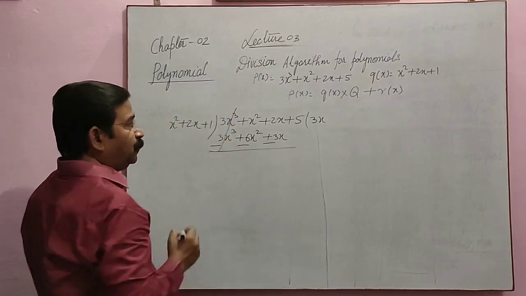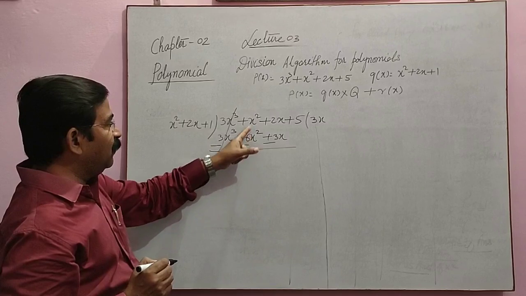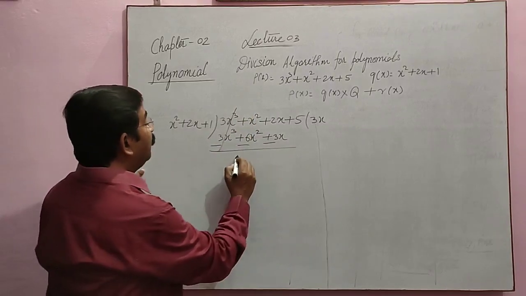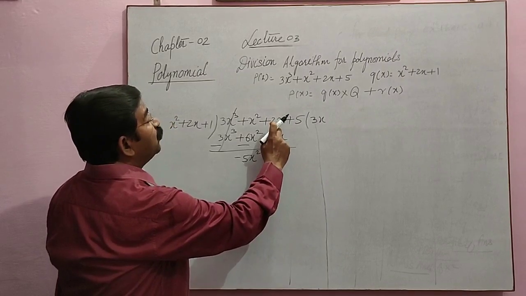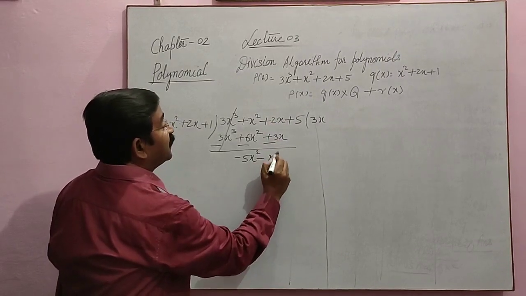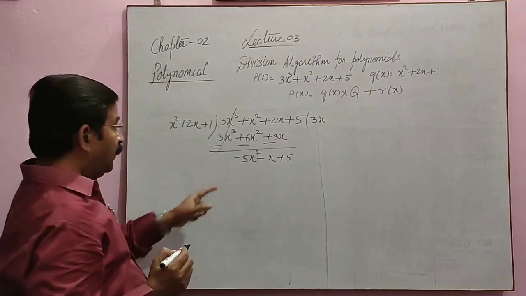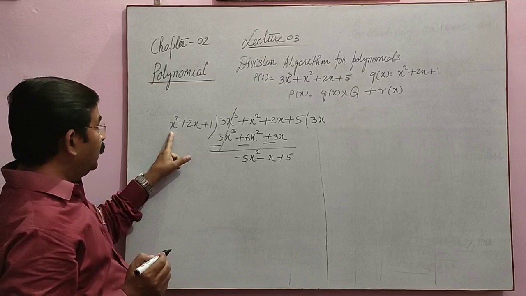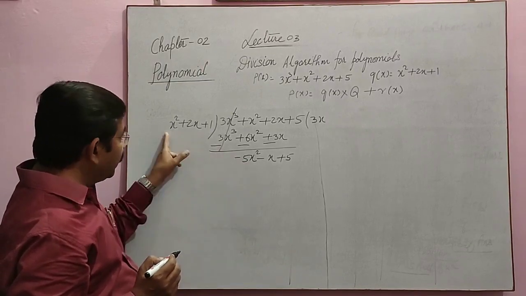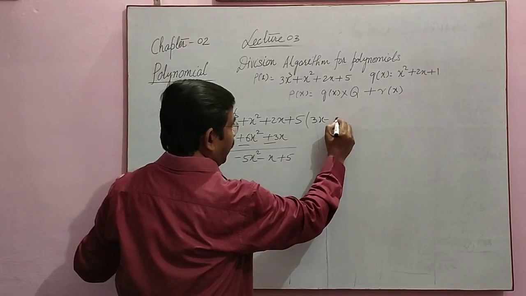The first one will go. What we have left: 6x square negative plus x square positive, we have minus 5x square. Here plus 2x minus 3x, minus x. The next term, plus 5, is left. Now here the degree is x square, and here the degree is x square of this one. How many times can we divide? Minus 5 times.